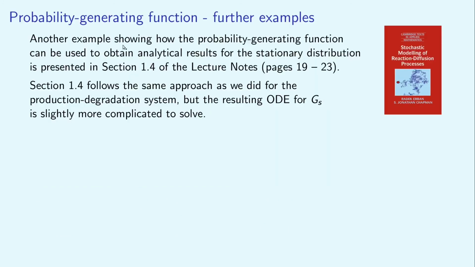Another example showing how the probability generating function can be used to obtain analytical results for the stationary distribution is presented in section 1.4 of the lecture notes on pages 19 to 23. Section 1.4 follows the same approach as we did for the production degradation system, but the resulting ODE for Gs is slightly more complicated to solve.